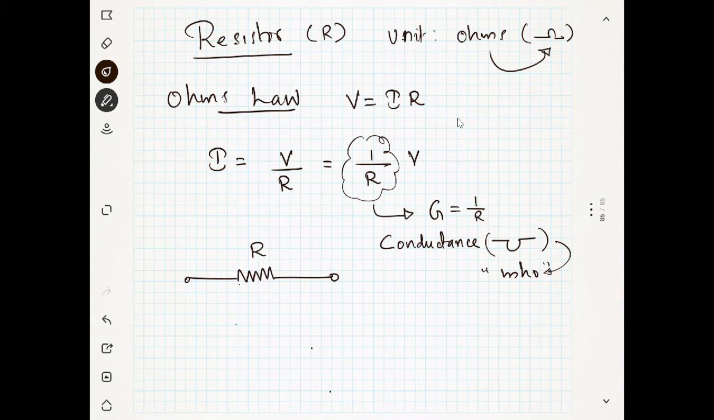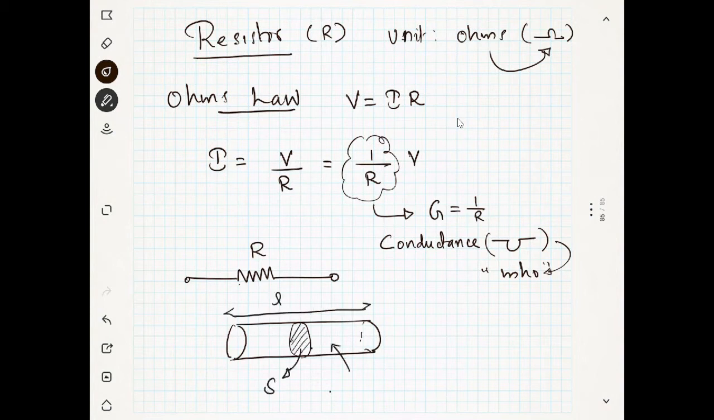Now if you take a piece of wire, you can model the resistance. Suppose this is the area of the cross section, say S. If it has a length L, and it has a property which is the resistivity, I have already told you this, usually represented as rho, then the resistance of this element is defined as rho into L by S.